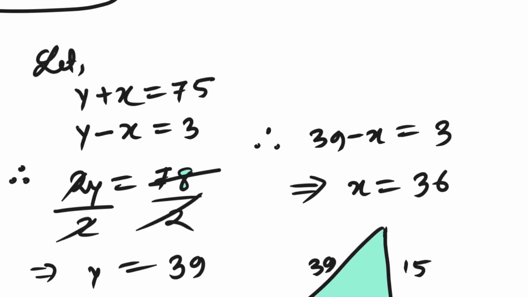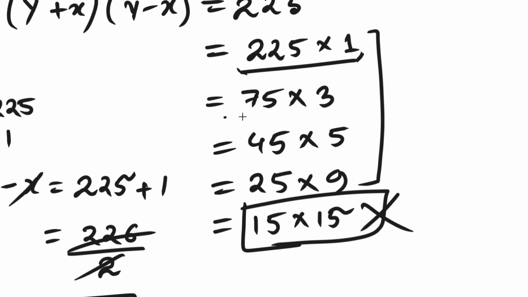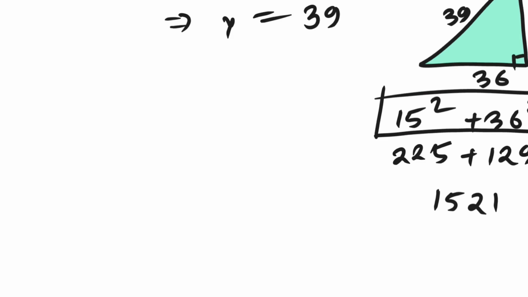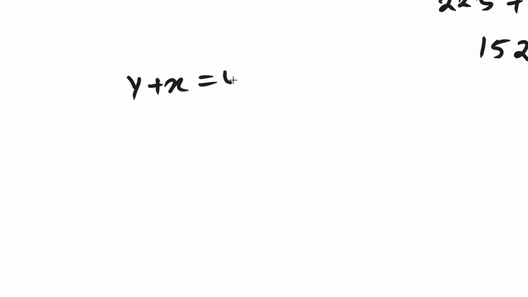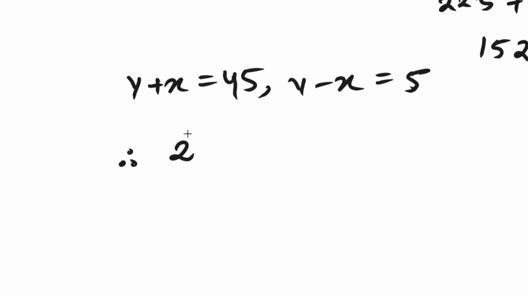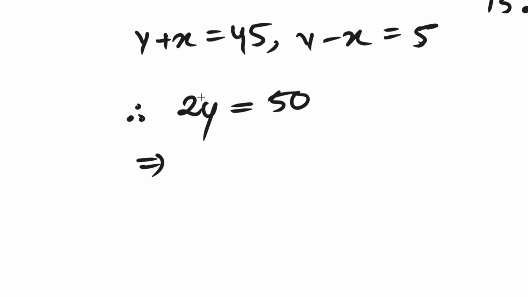Now, let's move to the third factor pair, 45 and 5. This time we have y plus x equals 45 and y minus x equals 5. Add these equations together. Again, x cancels with negative x, leaving 2y. On the other side, 45 plus 5 equals 50. So 2y equals 50. Divide by 2, and we get y equals 25.